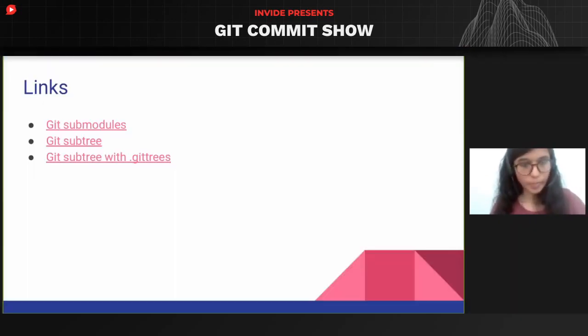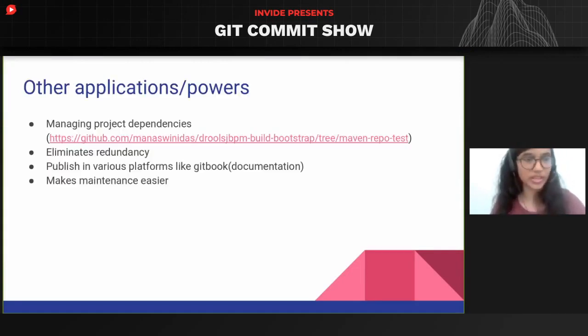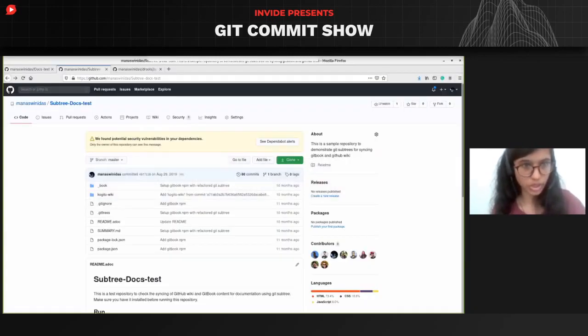Moving on. As stated earlier, these are some links. If you want to get your hands dirty, world is your oyster. You can just go ahead with that. The next thing is talking about other applications and powers. All the examples that I showed you were normally child projects written with AsciiDoctor. That was something that I used to do single sourcing documentation. So I tried the same for another bigger project for managing project dependencies. So this is what I got.